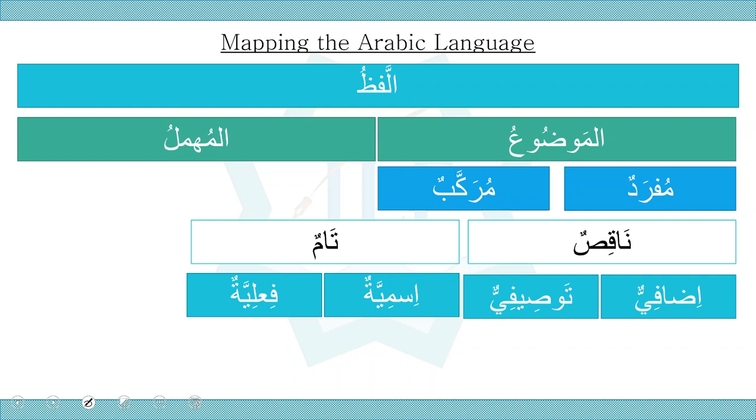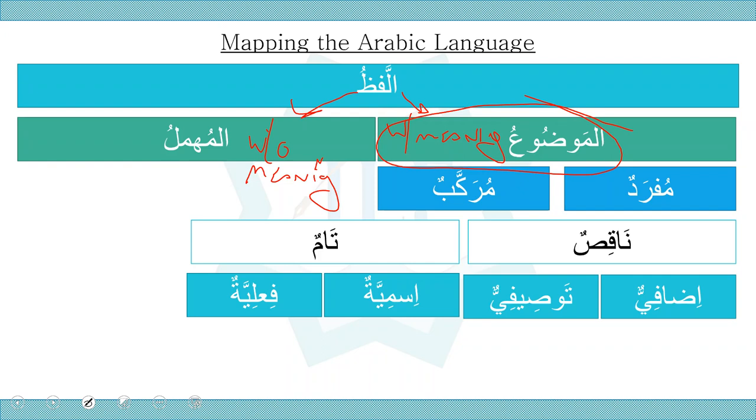So when we continue to map the Arabic language, al-lafth is basically pronunciation, when you articulate or make sounds. Lafth can be without meaning or with meaning. Don't worry too much about the terminology here. Al-Maldur is where the focus of language is. So language is meaningful speech.